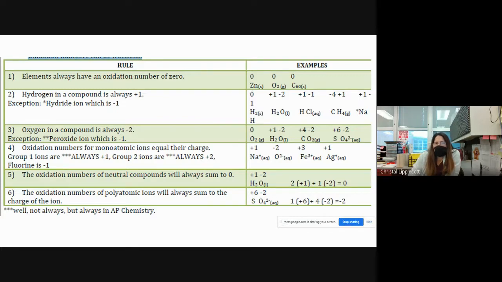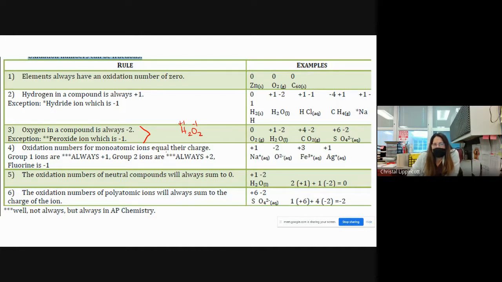Oxygen in a compound, and this is the oxygen rules. This one's really critical. This comes up and they get you on this every once in a while. Oxygen in a compound is always a -2, except when it's in a peroxide ion. Occasionally you'll see hydrogen peroxide, and then oxygen is going to be a -1. So this would be a +1, this would be a -1.